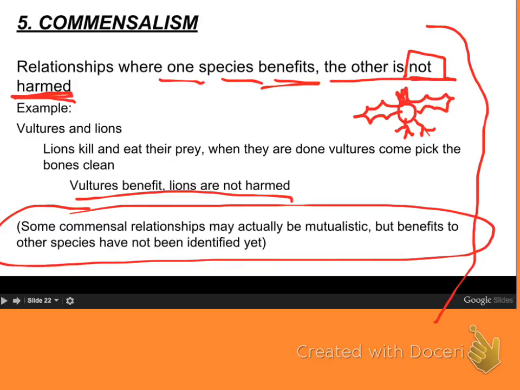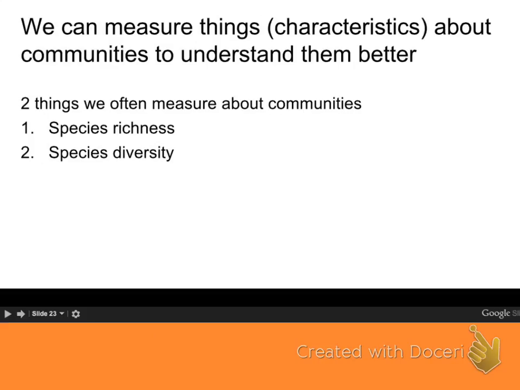So we talked a whole lot about commensal relationships, including bats and shagbark hickory trees and vultures and lions. So, whoops! Sorry about that. Let's move on. Okay, we can measure things about communities to help us understand them. And we're going to talk about two things that we typically measure.